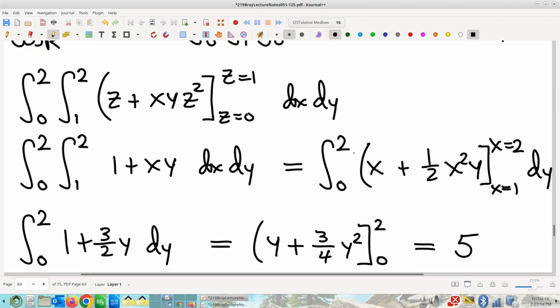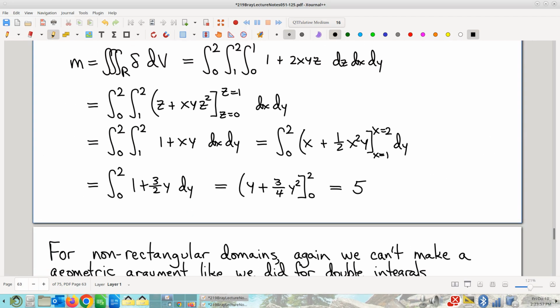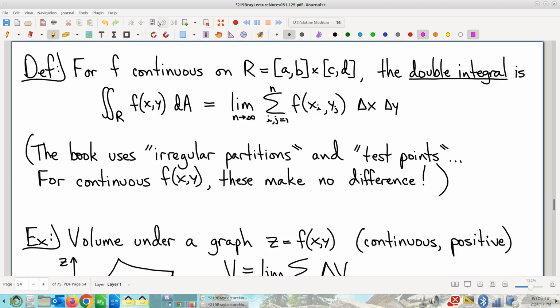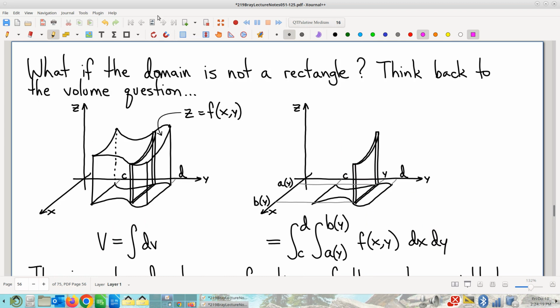Okay, so let's see here, moving along. Non-rectangular domains. All right, this is where things started getting geometrically tricky when we were looking at double integrals, and we had to think about, okay, how do we approach a non-rectangular domain, and how do we visualize? I'm going to flip back to where we were on that. Let's see here. Right? And so we revisited the question of volume under a graph.